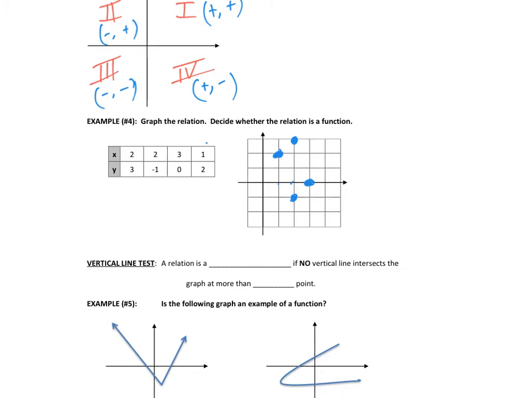So do any x values get paired up with 2 different y values? So if you look, x is 2 gets paired up with 3. And if x is 2, it's also paired up with negative 1. So you see how one x value, 2, the same x value has 2 different y values. So the answer is, is it a function? No. X equals 2 has 2 y values.